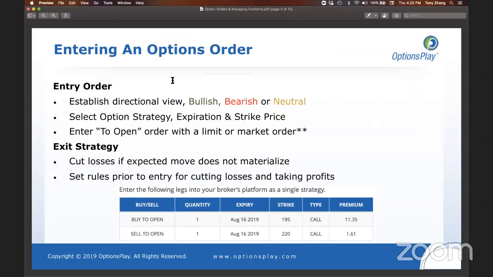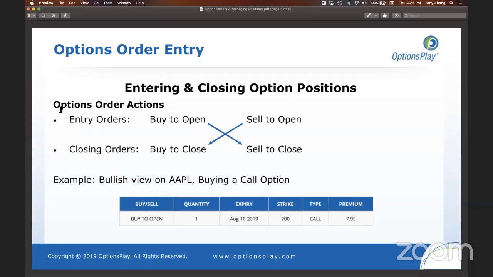But again, keep in mind that when you're entering a to open order, you want to make sure that that is an entry order. So when we're talking about entering and closing orders, this is really where you have two possible actions to enter an order and two possible actions to exit an order. So to enter, you have two options. You can either buy to open or you can sell to open. So those are your two options when you're entering an options order.